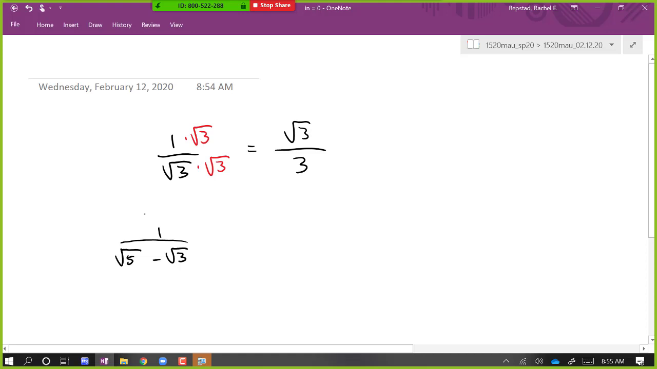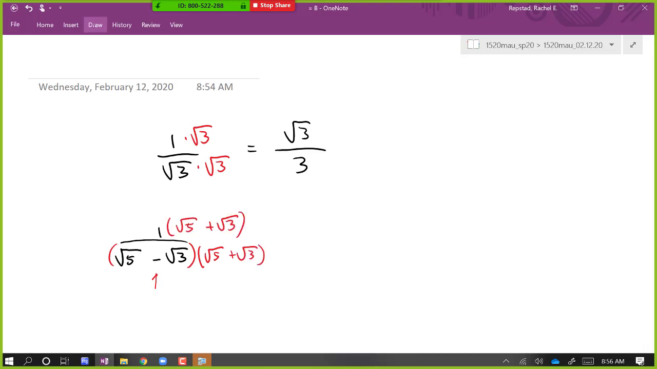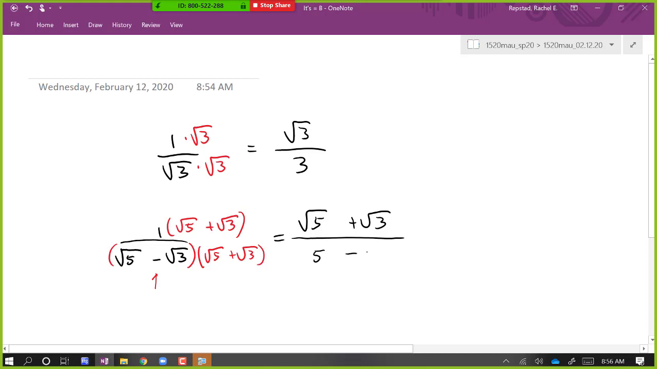Yeah, the conjugate, right? The conjugate is what we get when we just change the operation in the middle. So we can multiply by root 5 plus root 3 on the top and the bottom. On the top, we just get root 5 plus root 3. On the bottom, this will give us 5 minus 3. You could FOIL the whole thing out and see for yourself, but basically you could think of this as how a difference of squares factors. If you have root 5 squared minus root 3 squared. So we have root 5 plus root 3 over 2. So that allows us to rationalize the denominator.